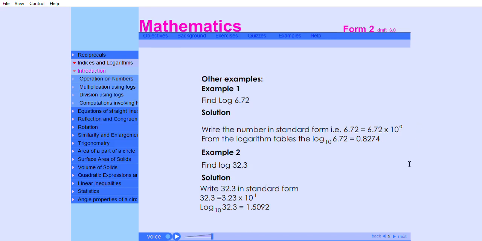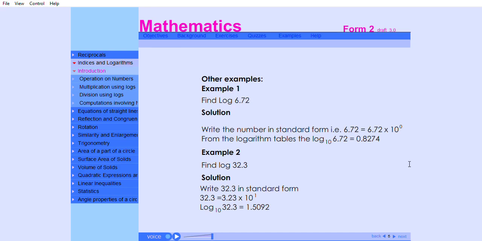Example 1. Find log 6.72. Solution. Write the number in standard form, that is 6.72 is equal to 6.72 multiplied by 10 to the power of 0. From the logarithm tables, the log of 6.72 is equal to 0.8274.